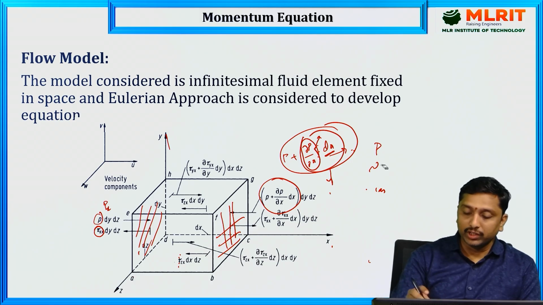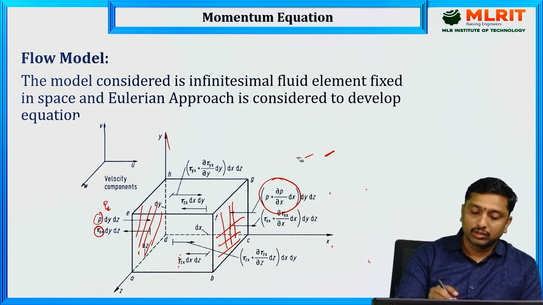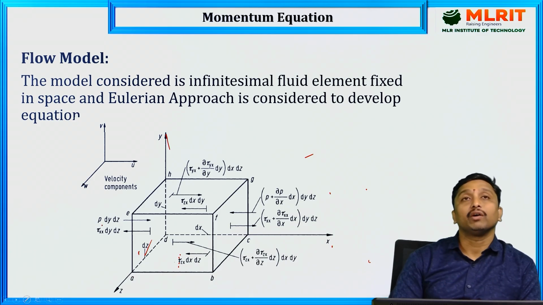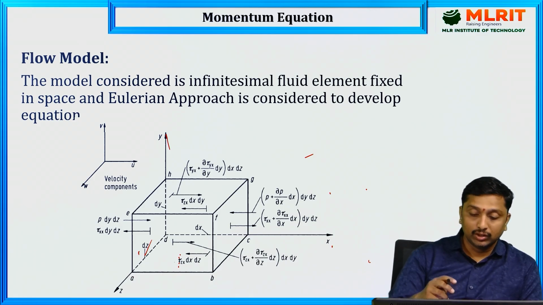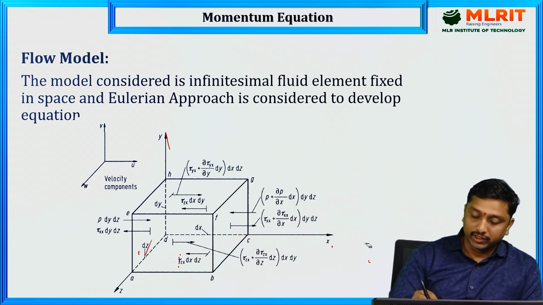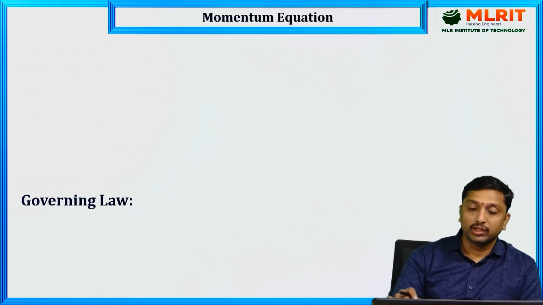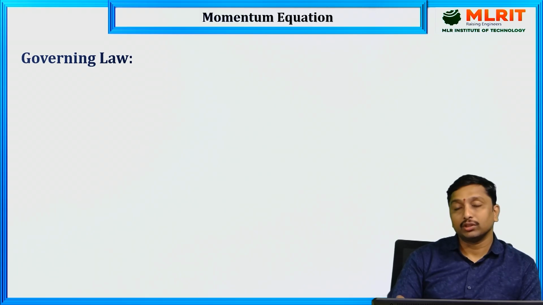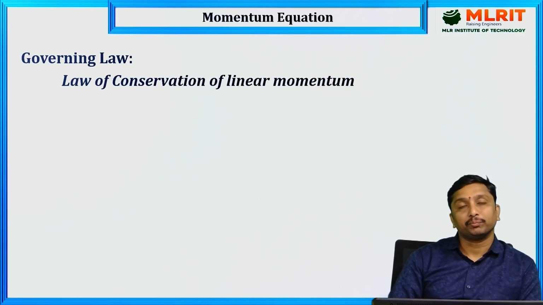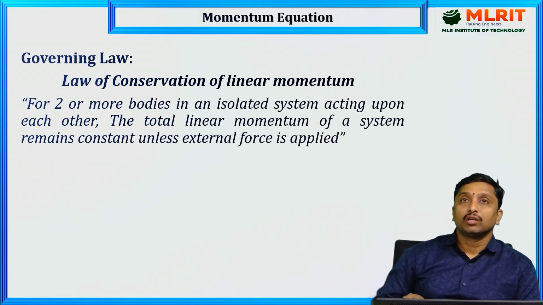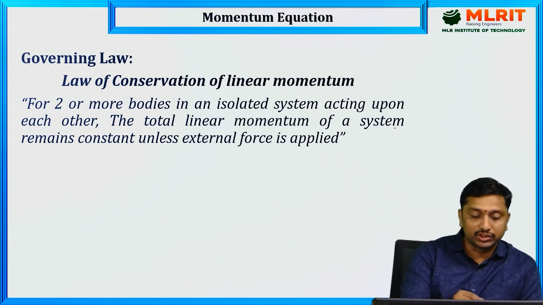So with this, let us move to the next part, which is the selection of governing models and governing law. Since we are considering an infinitesimal element, let us consider the governing law. The governing law on which the momentum equation is derived is the law of conservation of linear momentum. According to the law of conservation of linear momentum, when two bodies are in motion, the linear momentum of the system remains constant unless acted upon by an external force.